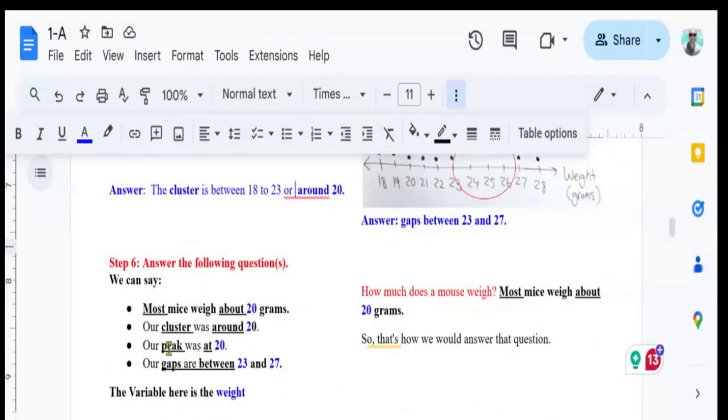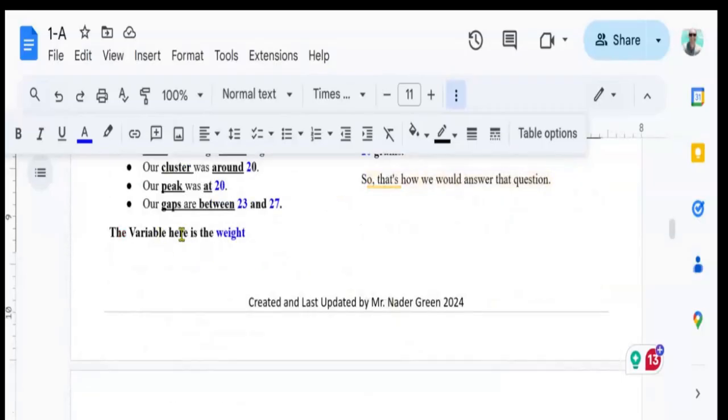Our cluster was around what? 20. Our peak was at what? 20. Our gap is between what? We don't have any mouse that weighs between 23 and 27. How much does the mouse weigh? Most mice weigh around 20 grams. So that's how we would answer that question. This is the method. What is the variable here? The weight of the mouse, of course.